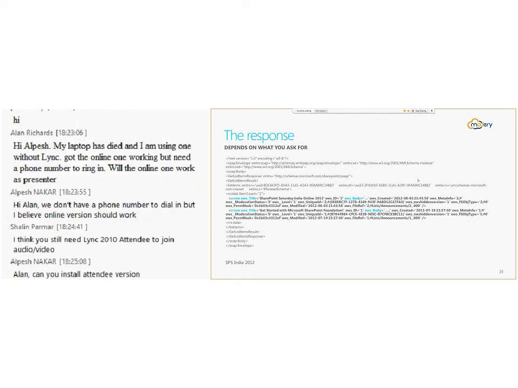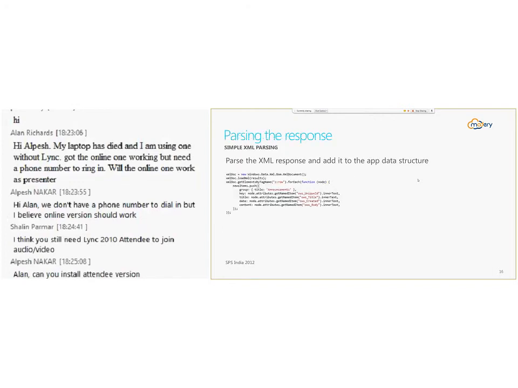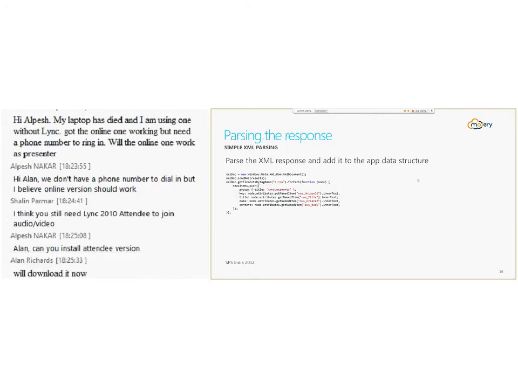So that's the response we receive, and once we have it, of course, we need to parse it. Within our Windows 8 application, we start to parse that information, extract the information that we need, and assign it to the proper data structure that we have in our data.js file. If you look at the code here, it's fairly simple.